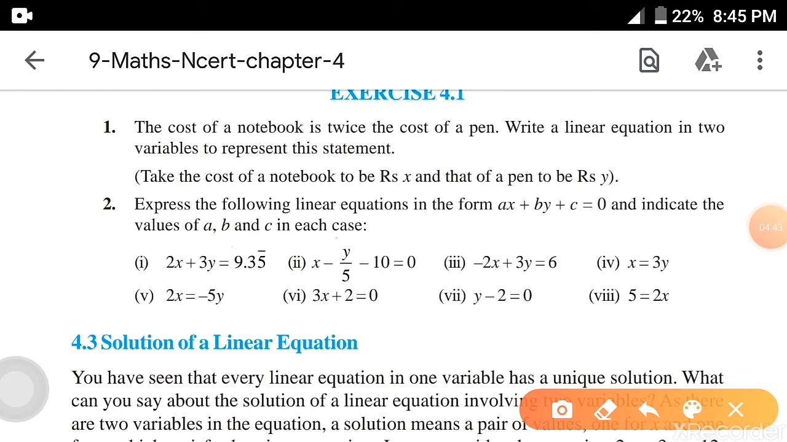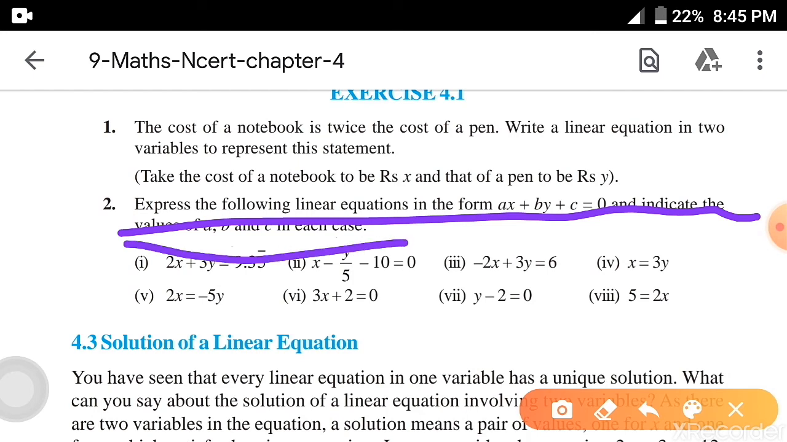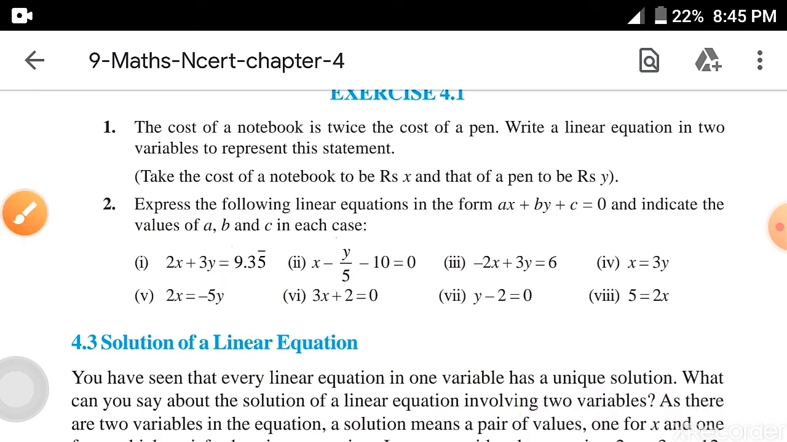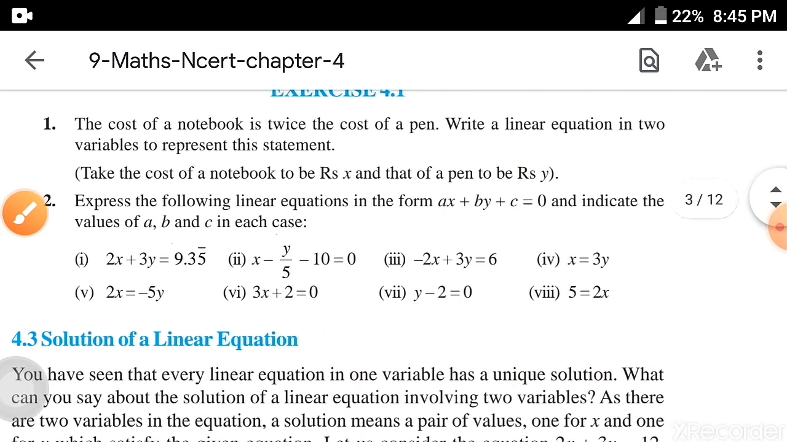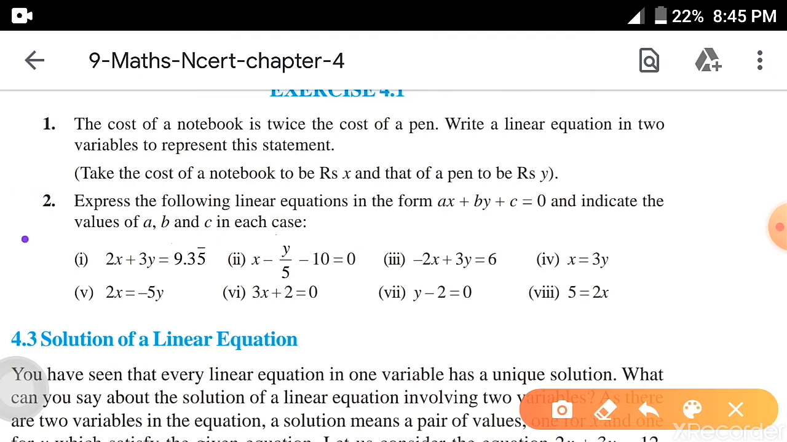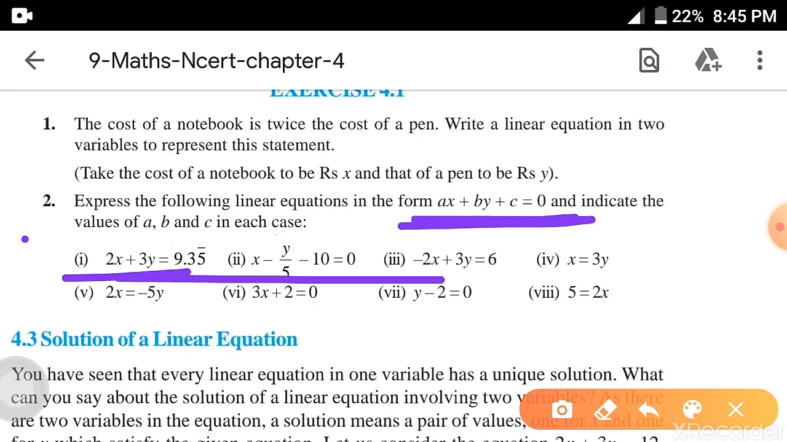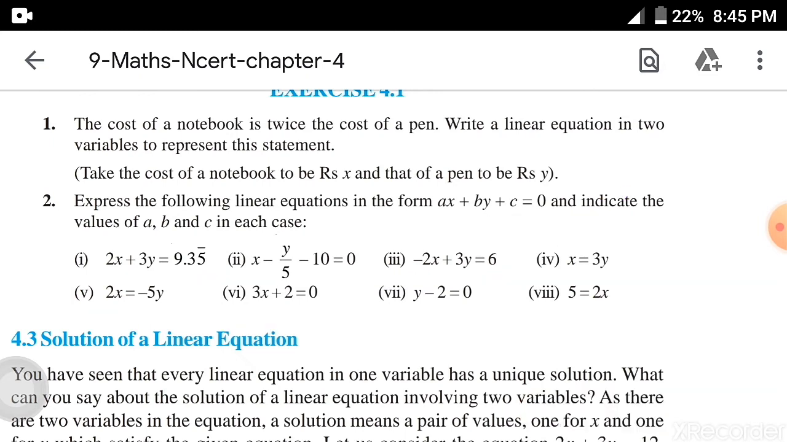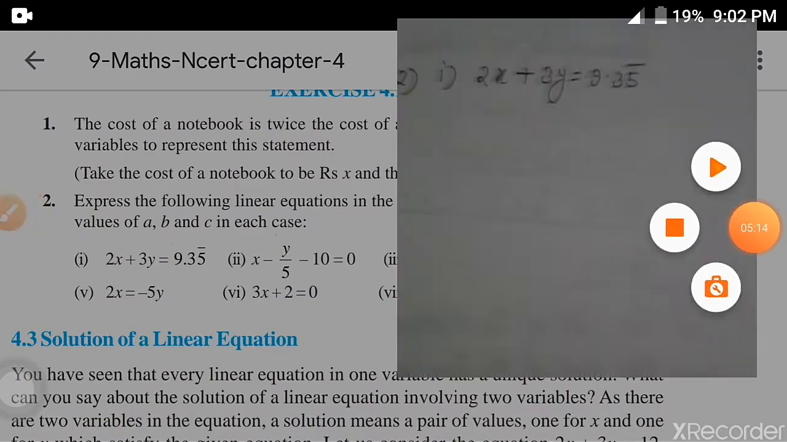See the second question. Express the following linear equation in the form of ax plus by plus c equal to 0. Indicate the values of a, b and c. If you compare the first equation, see how we will do this. I told you earlier also that these equations are not in the general form of a linear equation in two variables. First we have to convert all these equations into the standard form. So we will solve it like that.